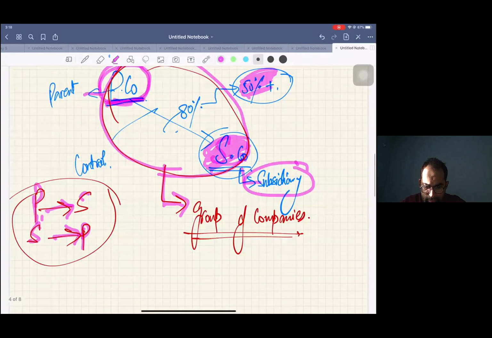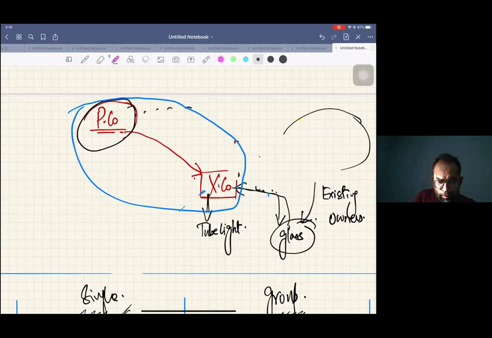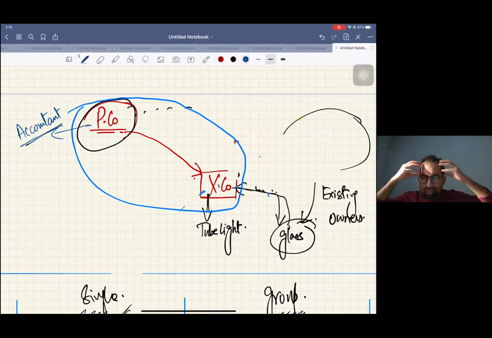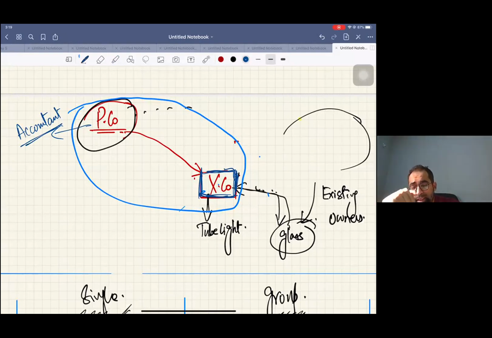Now listen. You will be the accountant of the parent company. In the ratio analysis question, my dear students, you will be the accountant of the parent company. And just imagine that the parent company is a very rich company, full of cash. And the parent company wants to acquire the running business of this X company.